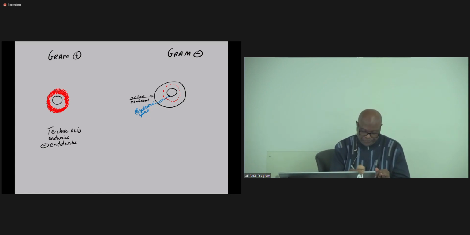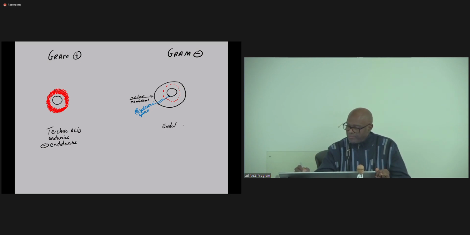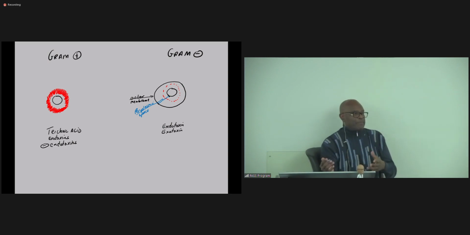Well, all gram negatives have endotoxin. All gram negatives have endotoxin. And a lot of them have exotoxins. So endotoxin can separate gram negative from gram positive infection, but exotoxin cannot, because anybody can have exotoxin.